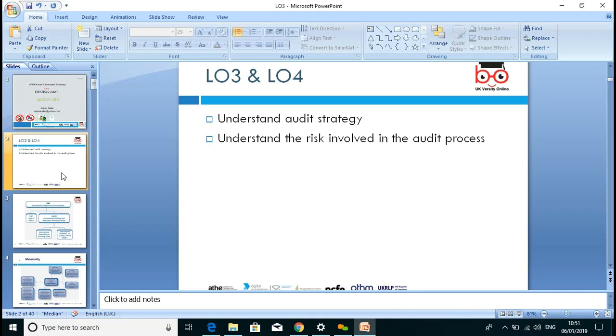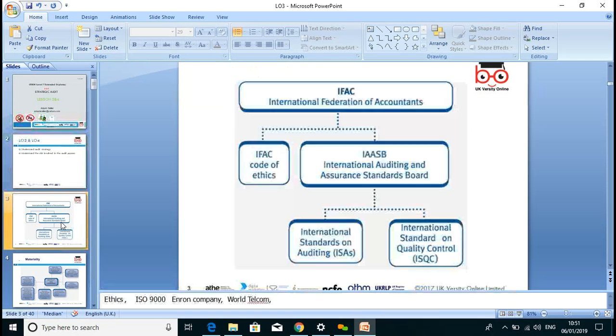So today, first learning outcome: understand the audit strategy, which we'll go through, and understand the risk involved in the audit process. So these are the key things.